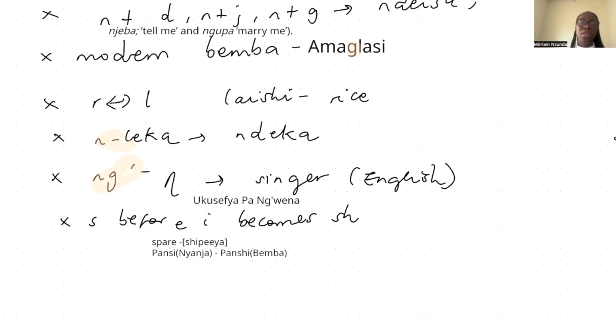So, for example, in English, you'd say spare, but somebody who speaks Bemba and is trying to speak English, Bemba English or English Bemba, however you say it, would say spare. Or in Nyanja, for example, pansi, which means ground, would be pansi. But in Bemba, you don't have the S and I letters close together like that. So it would be panshi.